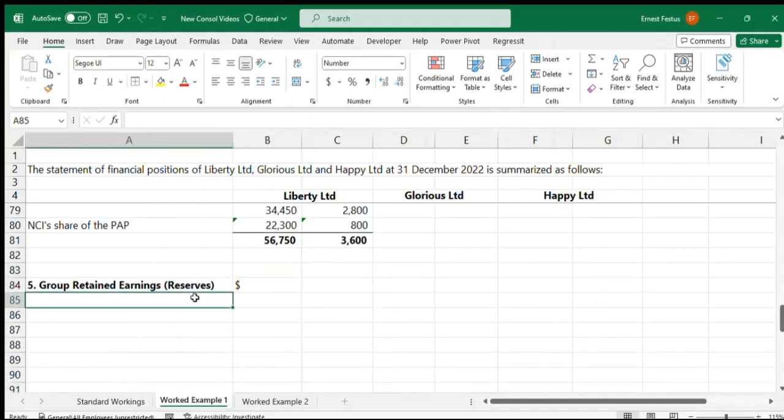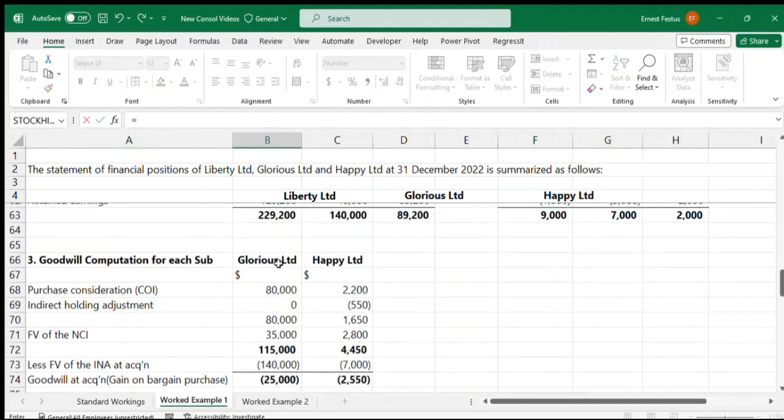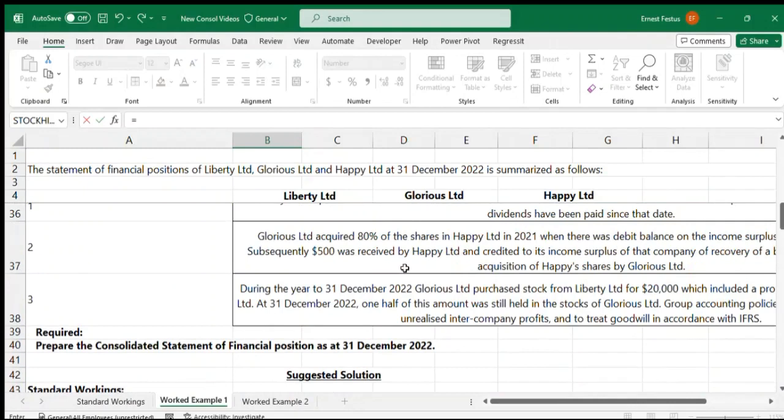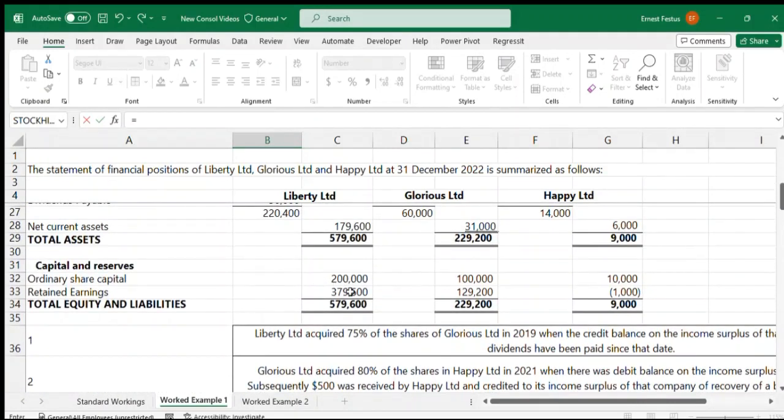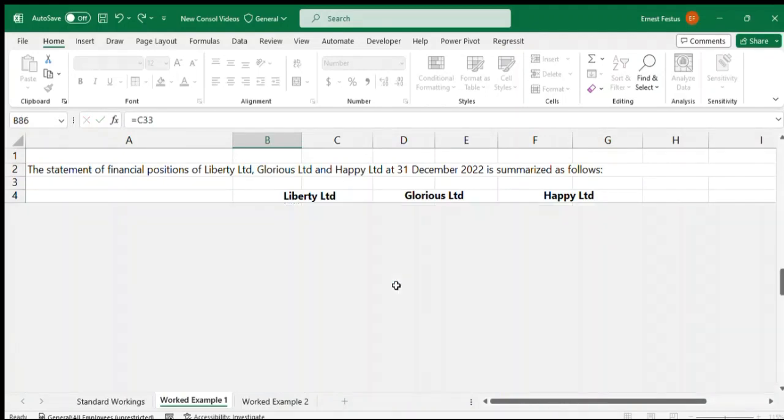And then we have the group retained earnings. We start with the retained earnings of the parent. So what we do is that we pick 100% of the parent's retained earnings. So that is equal to, we can see that from our statement of financial position. So that is it. We have it there.